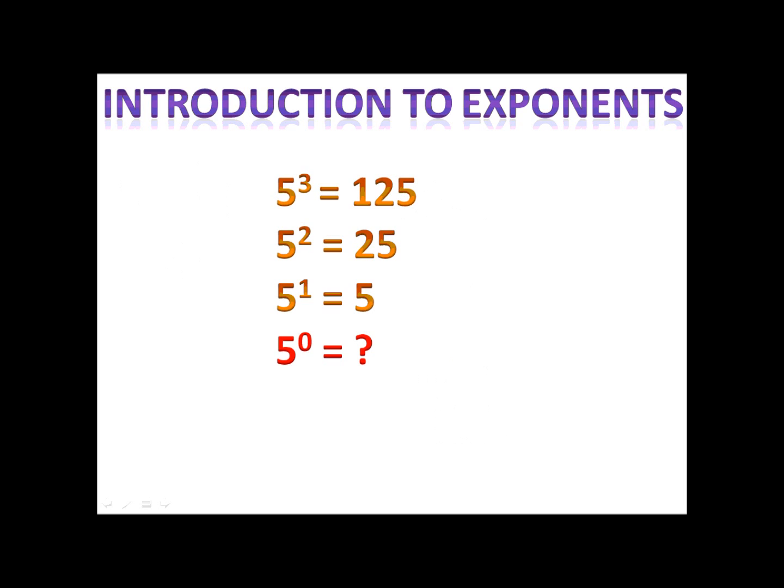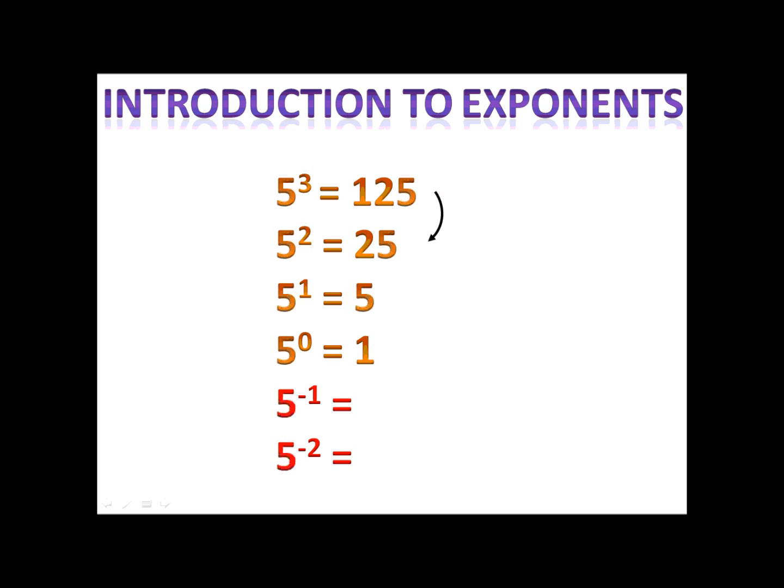Now, we know that anything to the 0 power is 1. But I know what you're thinking. What if the exponents are negative? What if we have 5 to the -1 or 5 to the -2? Well, let's just take a look what happens here.